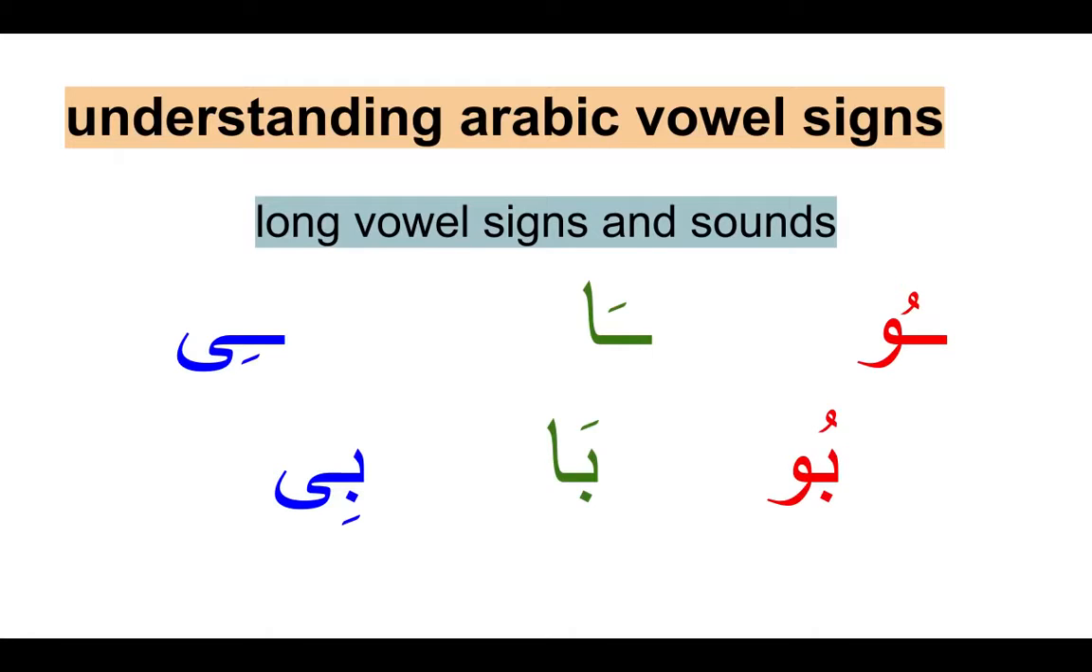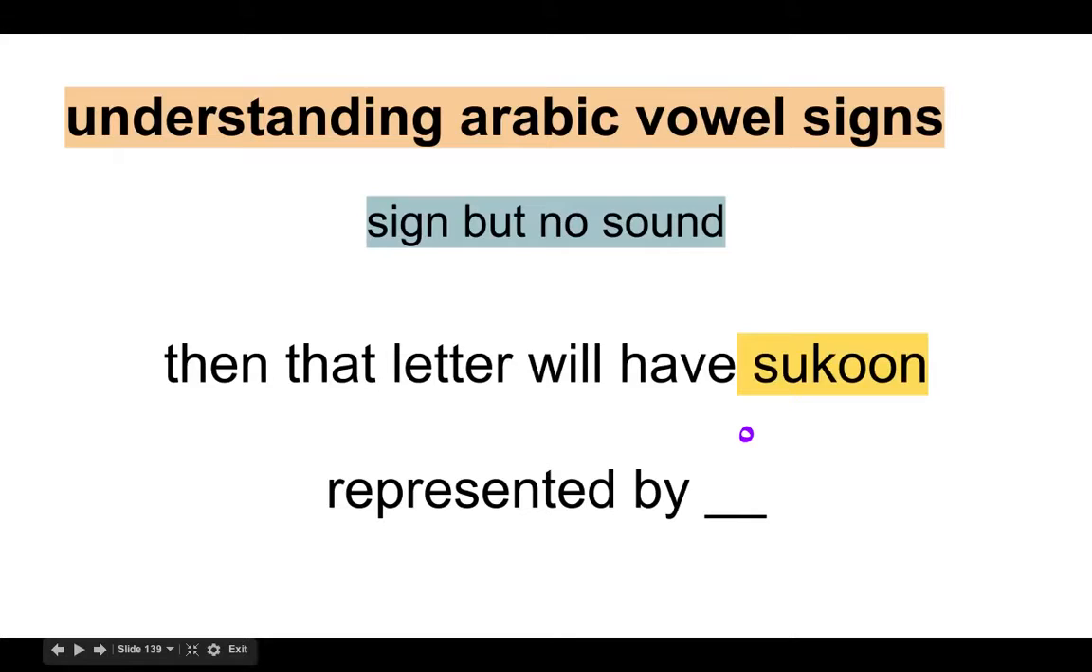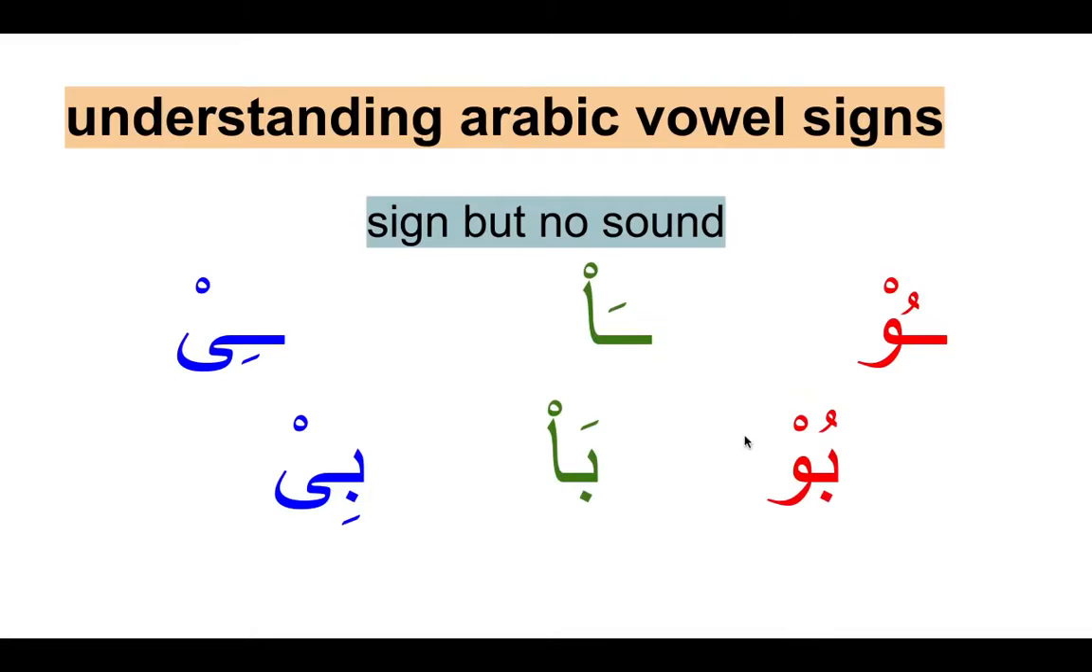However, there are certain letters in the words which will have no vowel signs at all. Neither there will be Dhamma, nor there will be Fatha, nor there will be Kasra. So what do we have then? In those situations, that letter will have what is called as a sukoon. It's called a sukoon, and it is represented by a circle in the Arabic Mus'haf. So this circle means there is no sound at all. So how do we say? If you say here, we're not producing the sound of wow, we're not producing the sound of alif. It's like bu, ba, bi.